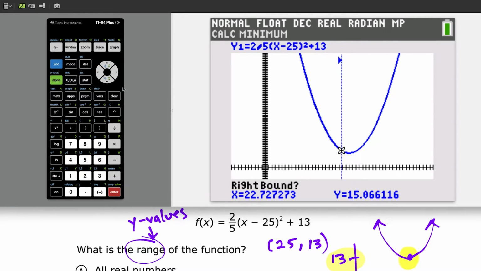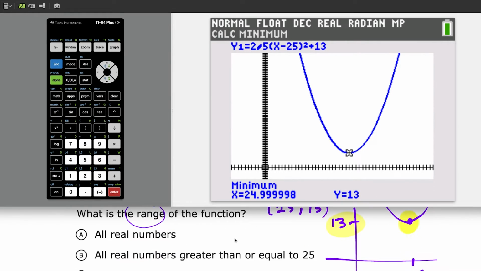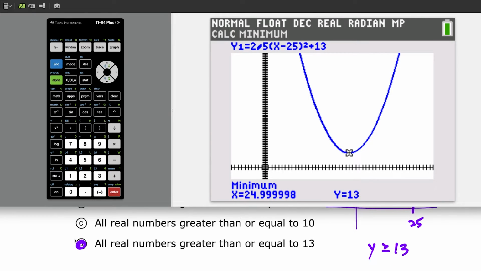And now I go near the turn here. I press enter once before the turn. I go past the turn. I press enter a second time and a third time. And the calculators are not perfect, but this is basically saying x equals 25, y equals 13. So all y values greater than or equal to 13 is our answer. Choice D is definitely correct.